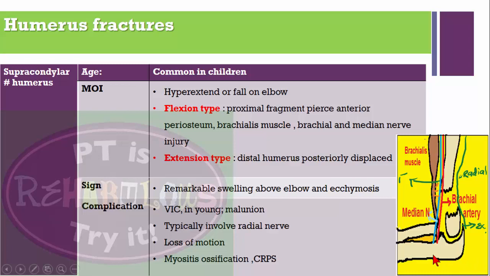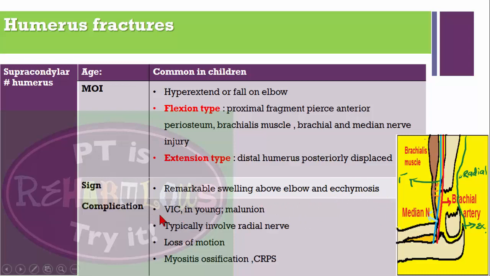If the patient has a flexion type of injury, the proximal segment pierces the anterior periosteum. Here the brachialis muscle is on the anterior aspect, so it will pierce the anterior muscle, the median nerve and the brachial artery. And if it is an extension type of injury, here the triceps muscle is there and the radial nerve is there, so that will also pierce the triceps muscle and the radial artery. Signs and symptoms: remarkable swelling above the elbow and ecchymosis is present. The patient is guarding their hand.